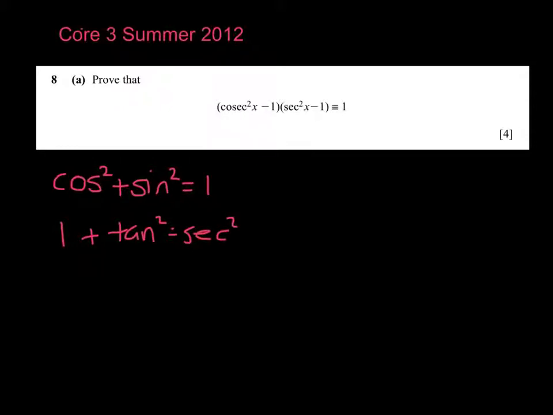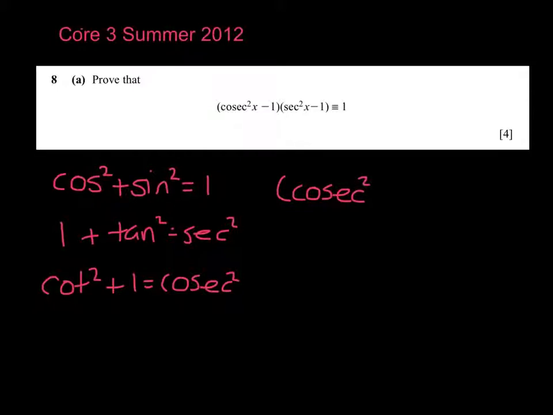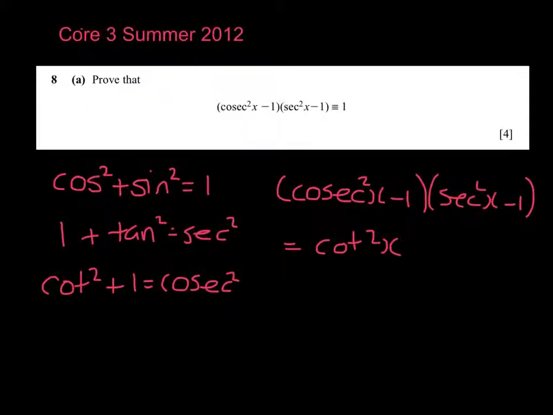And if I divided the original equation by sine squared, I would have got that cot squared plus 1 equals cosec squared. So starting with the left-hand side, I have cosec squared x minus 1, which is cot squared x, upon sec squared x minus 1, which is tan squared x.